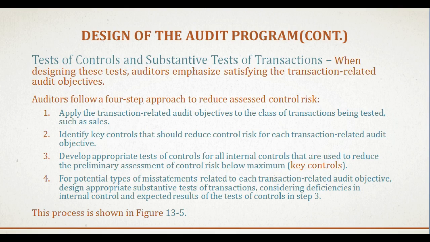When designing these tests, auditors emphasize satisfying the transaction-related audit objectives. Auditors follow a four-step approach to reduce assessed control risks. Apply the transaction-related audit objectives to the class of transactions being tested. Identify key controls that should reduce control risks for each transaction-related objective. Develop appropriate tests of controls for all internal controls that are used to reduce the preliminary assessment of control risks below maximum. And for potential types of misstatements related to each transaction-related audit objective, design appropriate substantive tests of transactions, considering deficiencies in internal control and expected results of the tests of controls in Step 3.